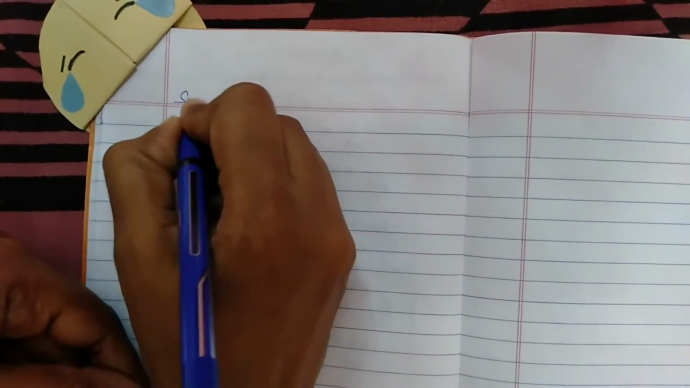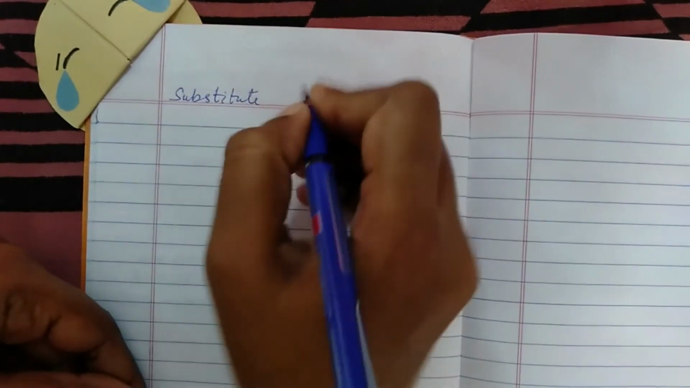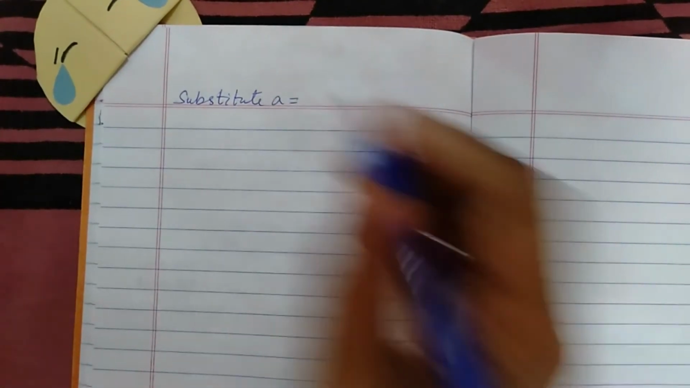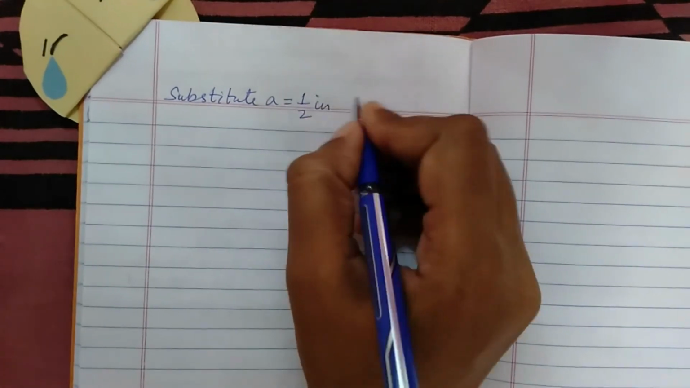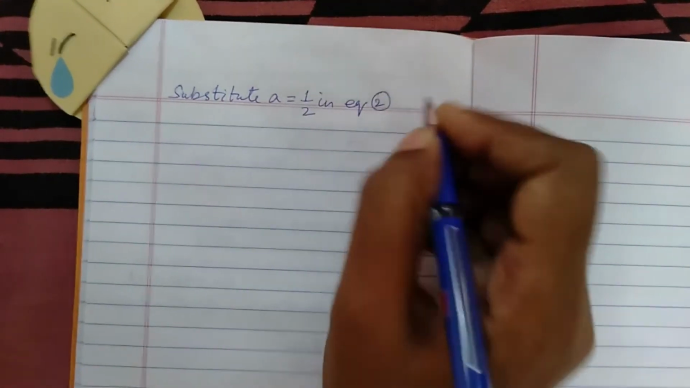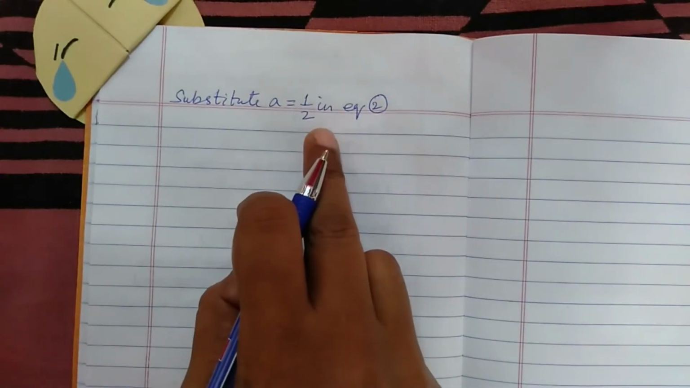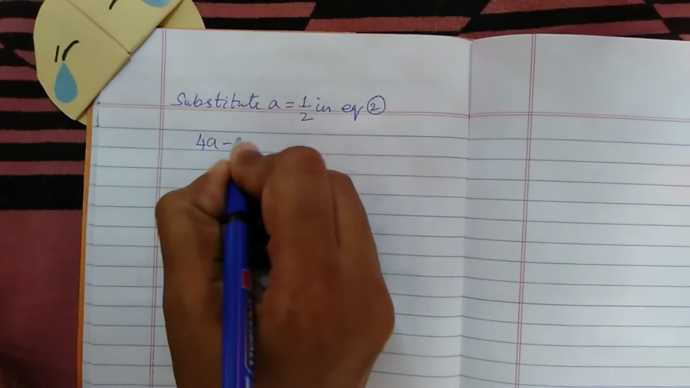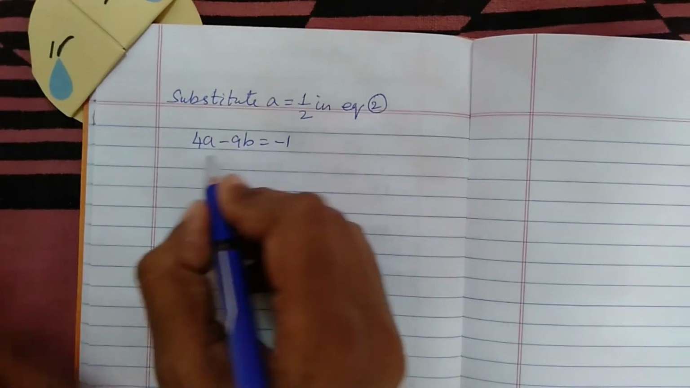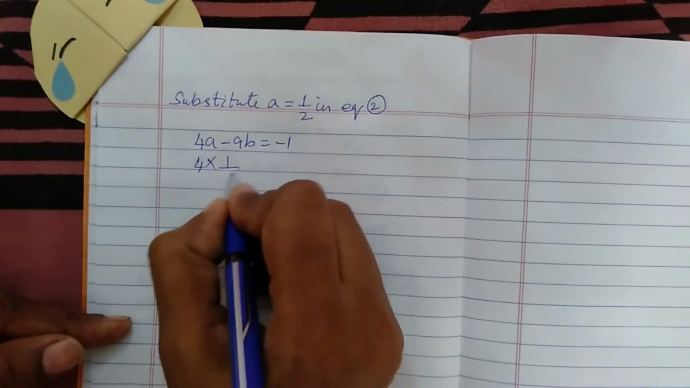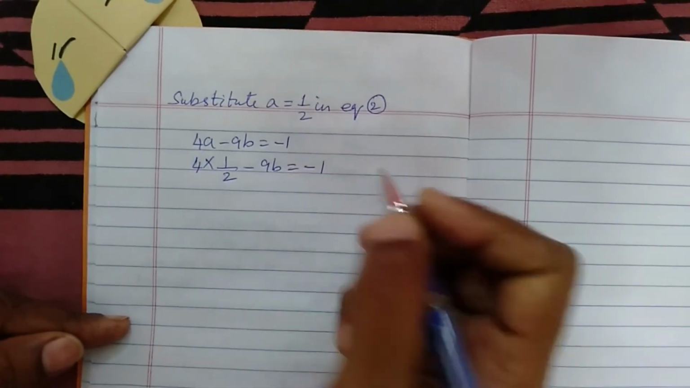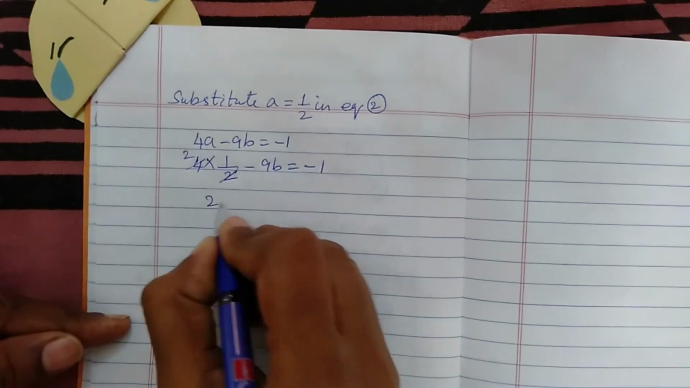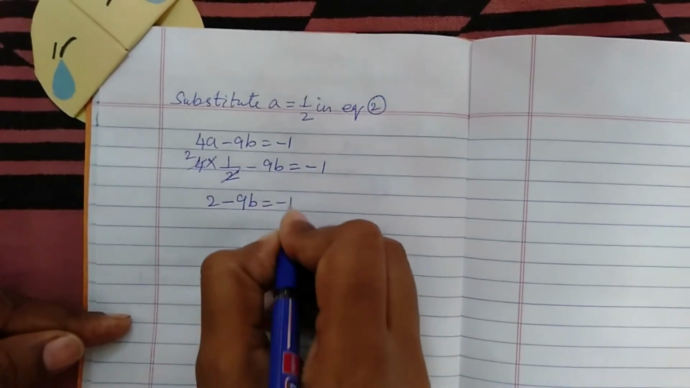So substitute a is equal to 1 by 2 in equation number 2. I am taking the second equation for substituting the value of a. Our equations are 4a minus 9b is equal to minus 1. So let's replace it. 4 into a is 1 by 2 minus 9b is equal to minus 1. Now 2 can divide 4 2 times. So here it is 2 minus 9b is equal to minus 1.